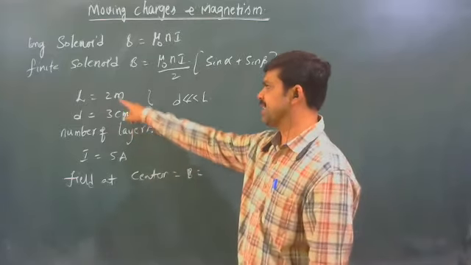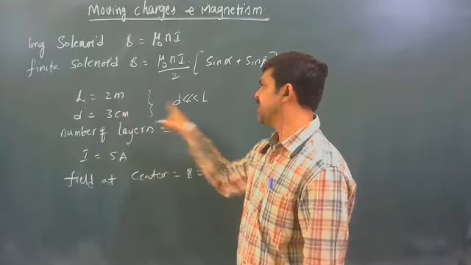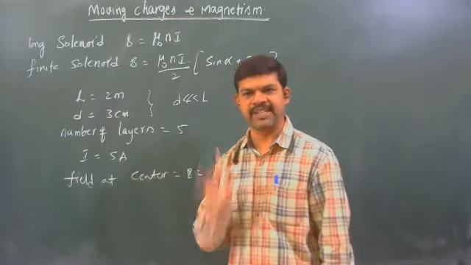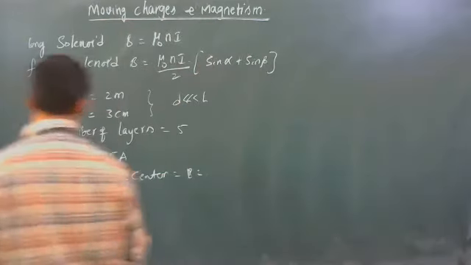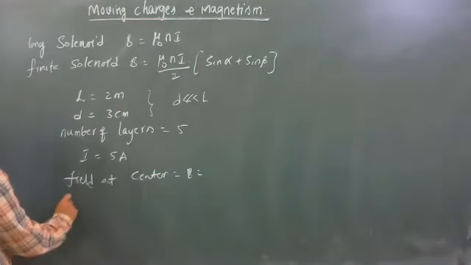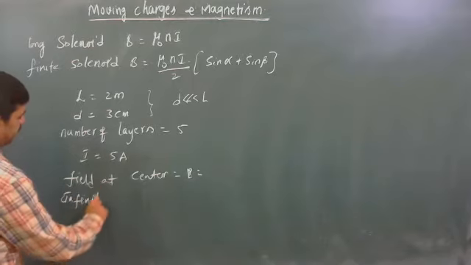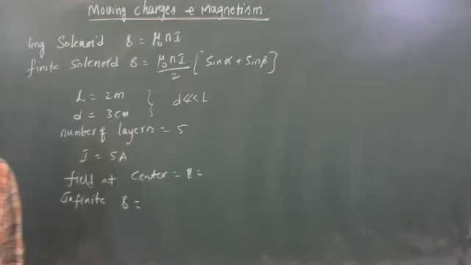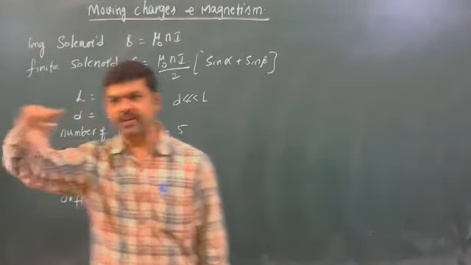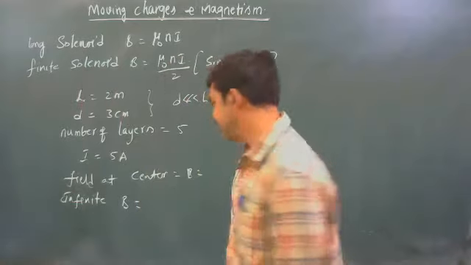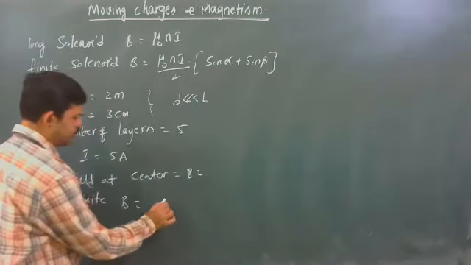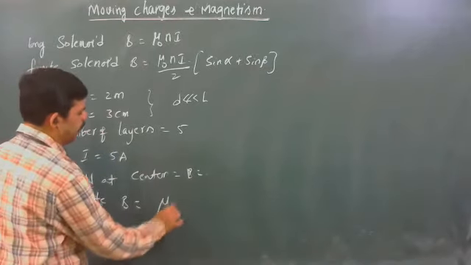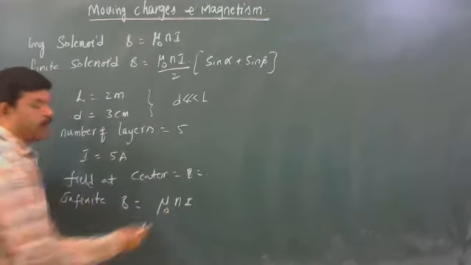Here it is in centimeter, it is in meter. So D is much less than L. So here we consider this solenoid as an infinite solenoid. As D is much less than L, what type of solenoid it is? Infinite. So what is the field at the center? If there is one solenoid of 1 layer, what is the field at the center? Mu naught n i. This is for 1 layer.